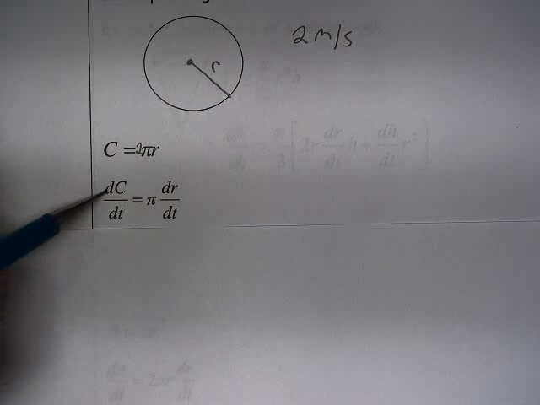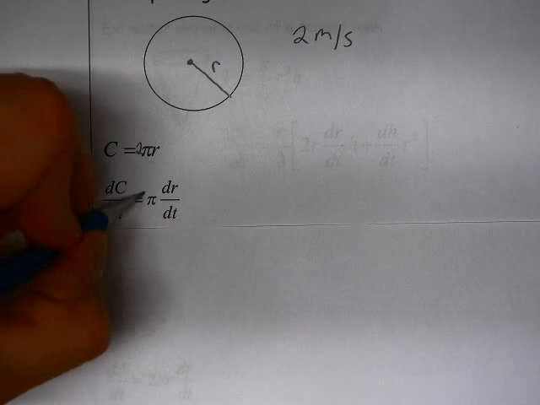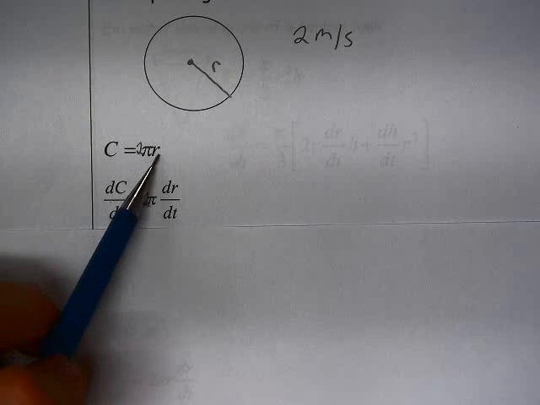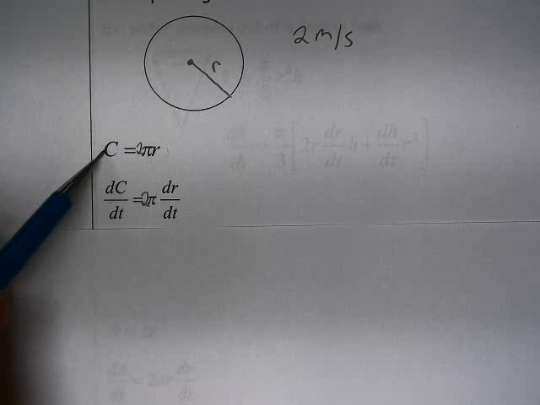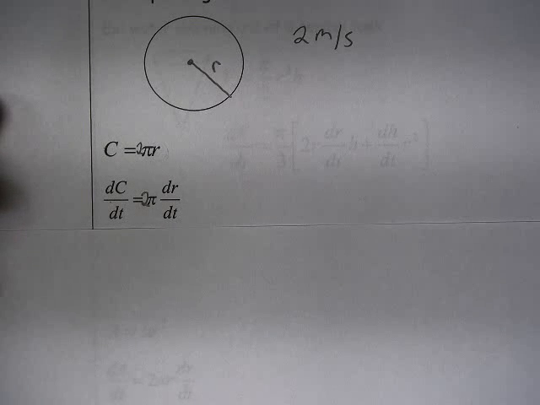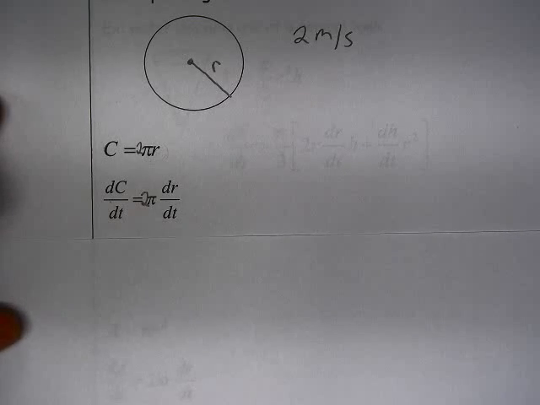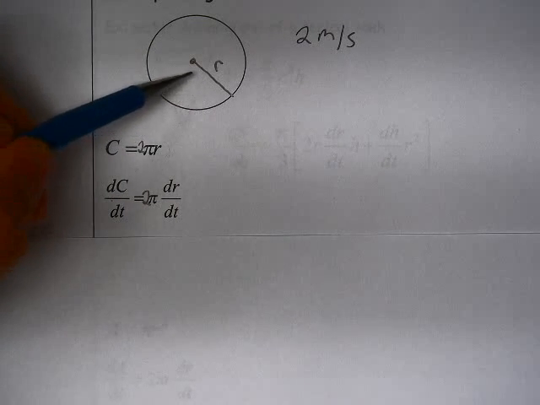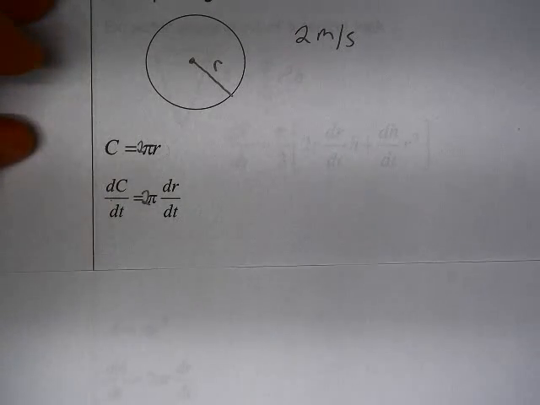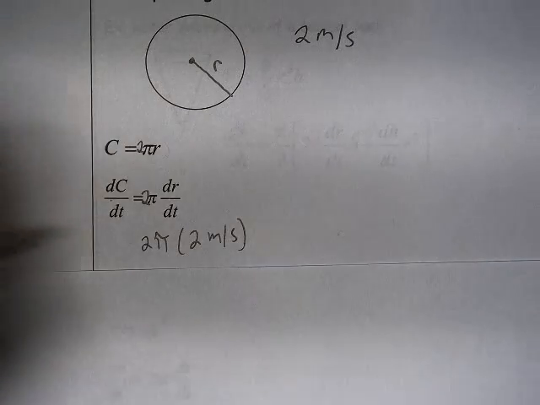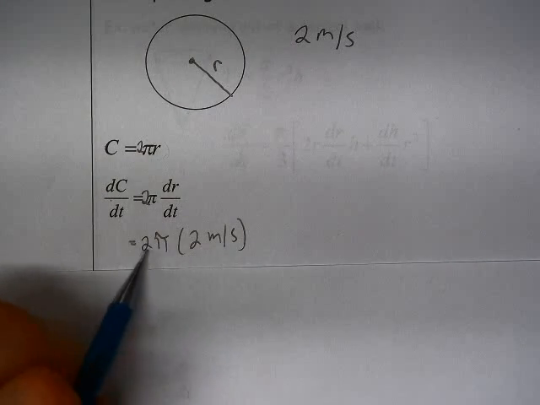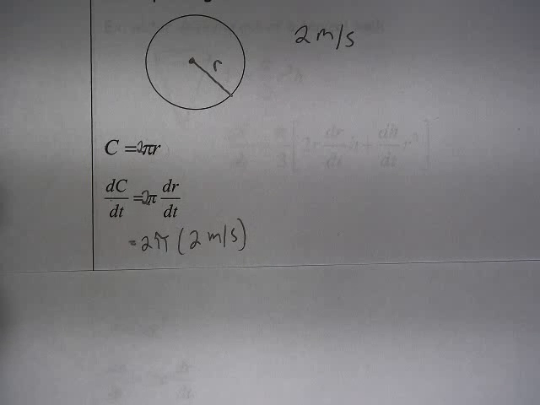So when we do that, we have the derivative of the circumference with respect to time, dC/dt, equals 2 pi, and then the derivative of r is dr/dt. You can see that we're taking the derivative implicitly here on both sides. And so what that means is if our radius is growing at 2 meters per second, then our circumference is growing 2 pi times that 2 meters per second. So our circumference is growing quite a bit faster.